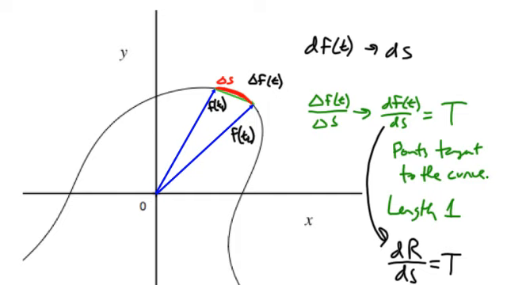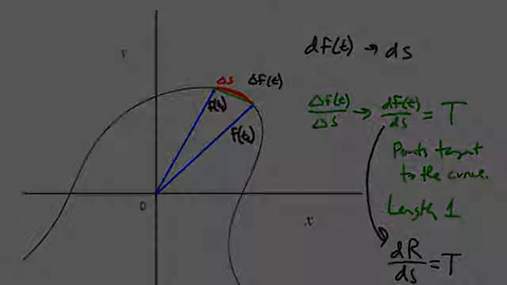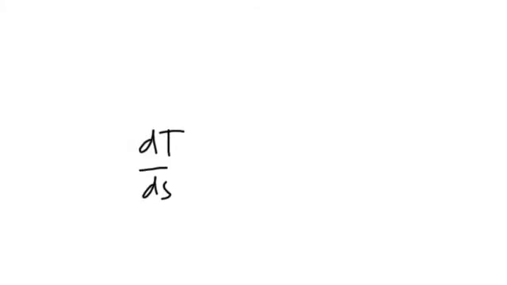Okay, the last thing I want to talk about in this video is dT ds. dT ds is important in the textbook because it turns out to be normal to the curve, and it's actually how we go about finding our curvature. Okay, so let's talk about why.